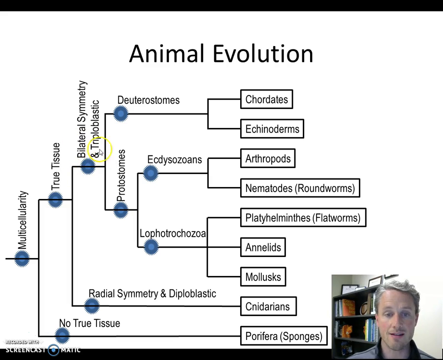Within this clade here, where all the organisms are triploblastic, some of them are deuterostomes, while others are protostomes. So remember, deuterostome is where that blastopore opening forms the anus, whereas protostomes are animals where that blastopore opening forms the mouth. So deuterostomes include chordates and echinoderms. We are chordates, humans are chordates. So in our embryological development, that blastopore hole ends up developing into our anus, and our mouth develops separately later on.